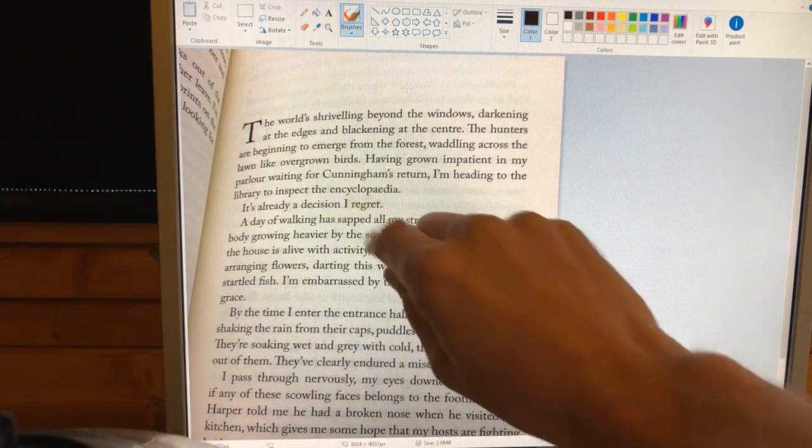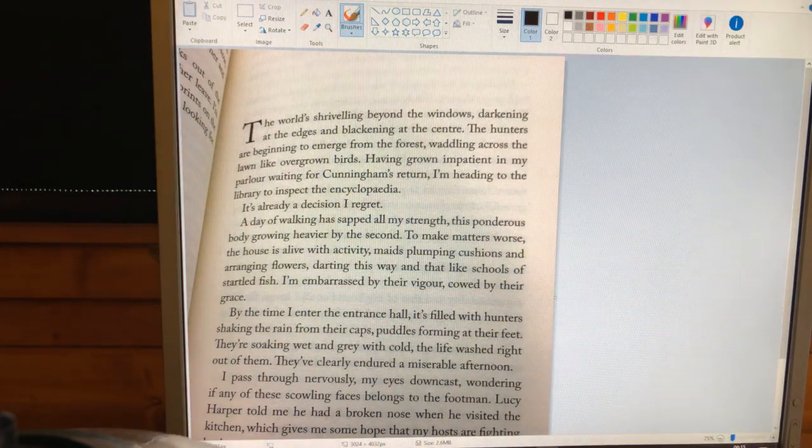So if we look at this first sentence, I want to make it clear that this first sentence is not an absolute phrase. We've got the world is shriveling beyond the windows, comma, darkening at the edges and blackening at the centre. So immediately we should notice that there's no Oxford comma here. And that means that this book is probably from Britain, that somebody has written it who's English. And so there's no Oxford comma here, but what we have is a sentence with three verbs. We've got the world is shriveling beyond the windows, darkening at the edges and blackening at the centre.